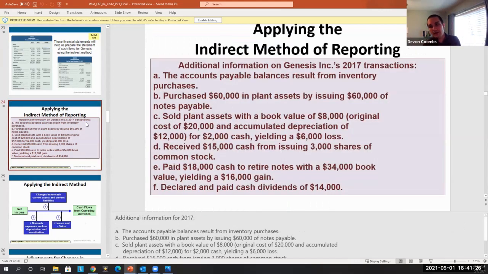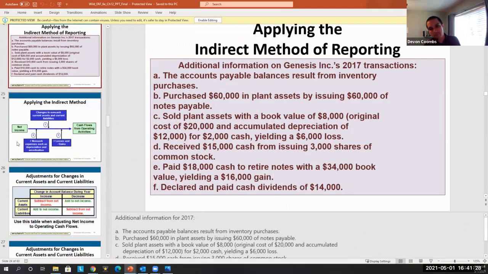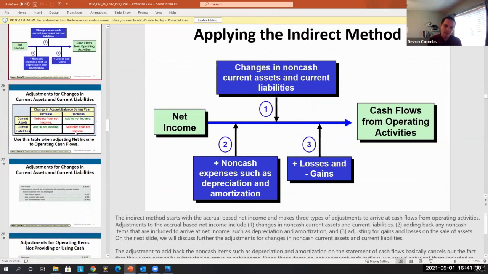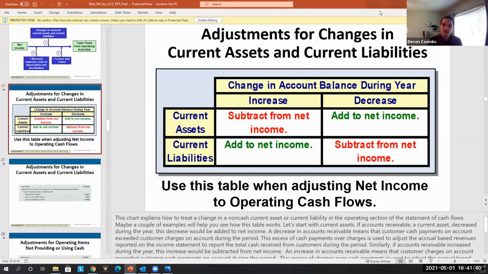So how do we apply the indirect method of reporting? That's pretty much it. Net income, changes in non-cash accounts, and we're going to get the cash flow. So I want to do an example. This slide might be useful. That's what I was trying to get at.